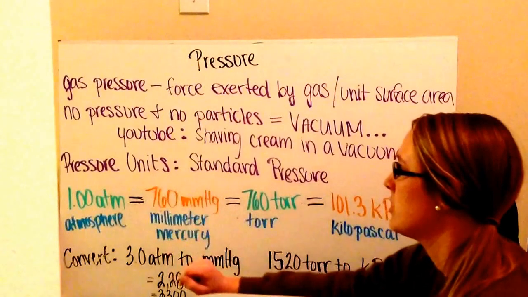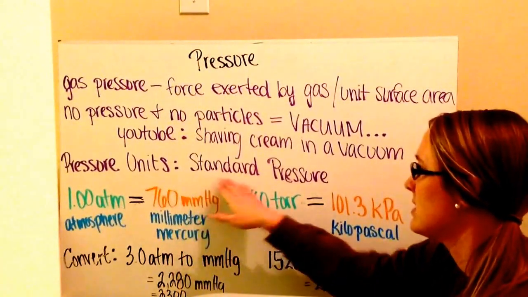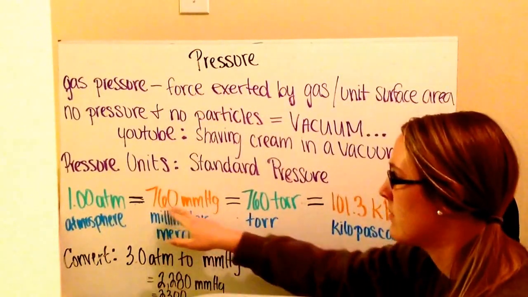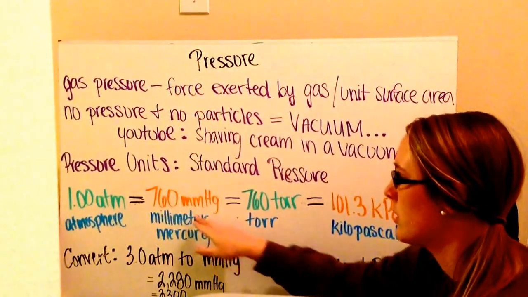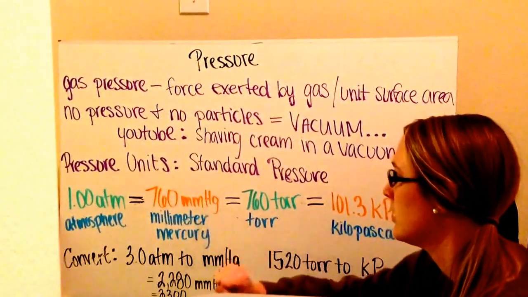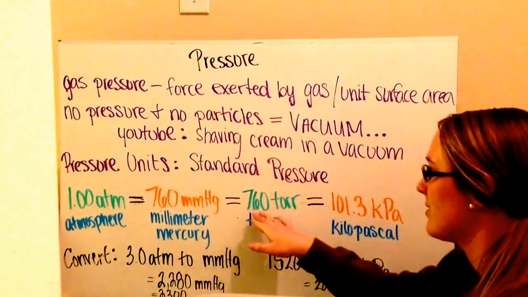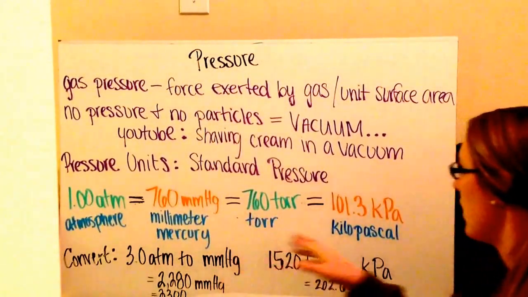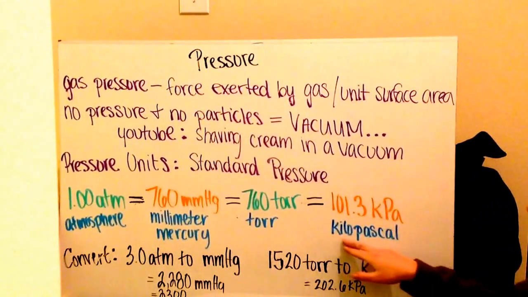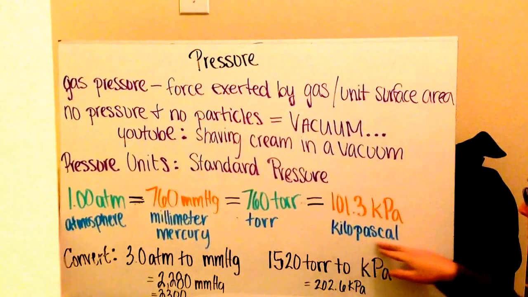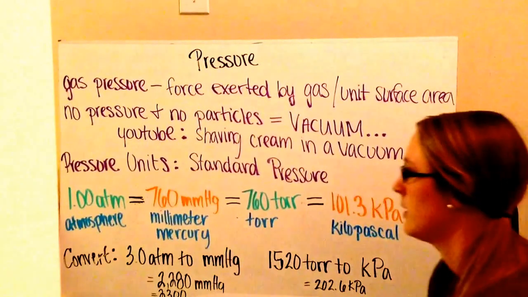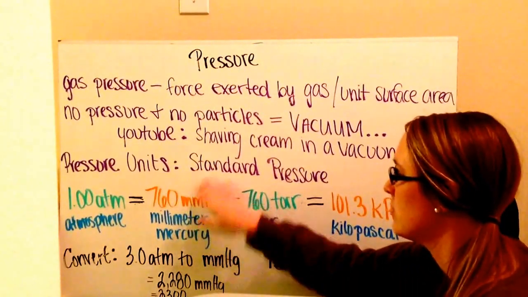For the units of pressure, we have standard pressure. Standard pressure is 1 atmosphere, which is equal to 760 millimeters of mercury, mmHg, because Hg is the elemental symbol for mercury and mm is for millimeters. We can also have 760 torr, or 101.3 kilopascals. A kilopascal is 1,000 pascals, and the base unit is a pascal. Like I said, these are our standard pressure units.